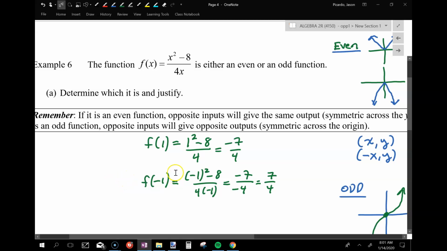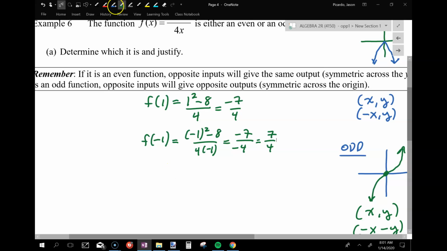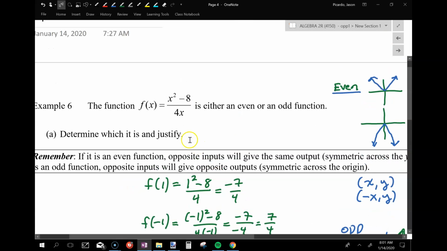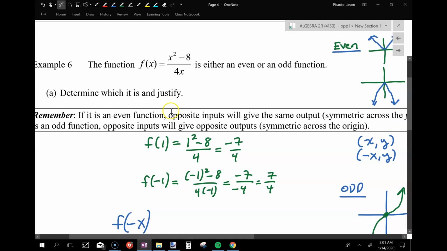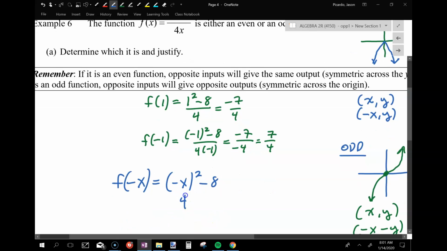It works for this point. Does it work for every other point? I don't know. So here's what I'm going to do. Instead of looking at f of x, I'm going to look at f of negative x. So I'm going to replace all my x's with negative x's. How's that sound? So I'm going to have negative x squared minus 8 over 4 times negative x.